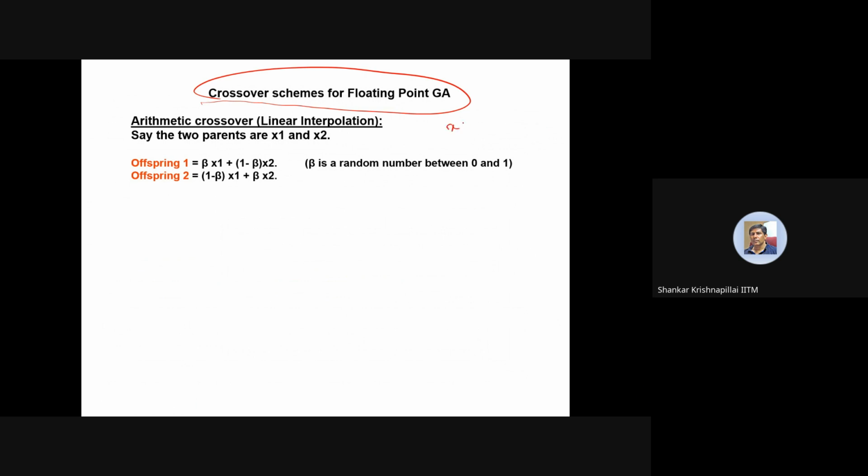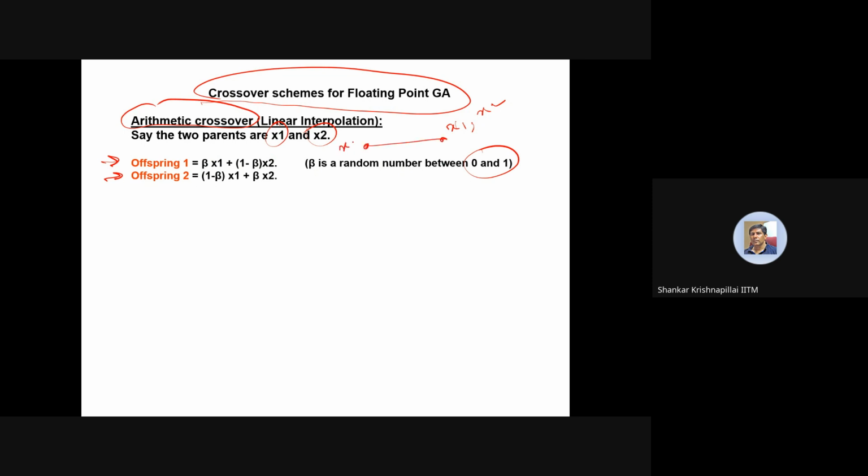Suppose you have two parents x1 and x2. How do you do the crossover or mating between them? We already studied arithmetic crossover, or linear interpolation between the two parents. You select a random number beta between 0 and 1. Offspring 1 is beta times x1 plus (1 minus beta) times x2. Offspring 2 is (1 minus beta) times x1 plus beta times x2. So this will only give two offsprings inside the range of the two parents.